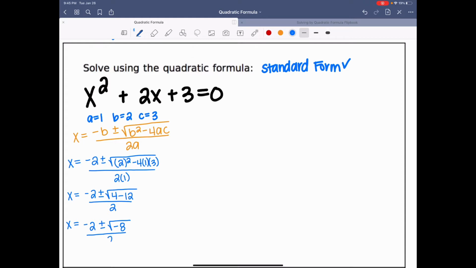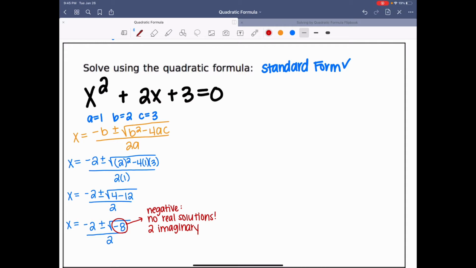So automatically I can see, since this is a negative number, that I'm going to have no real solutions. So my discriminant, since this is a negative, means that we're going to have no real solutions. That means we have 2 imaginary solutions. Okay, now we're going to talk about what to do with this.